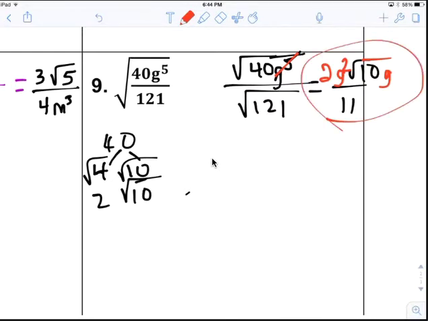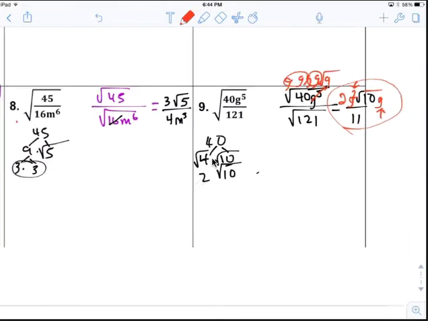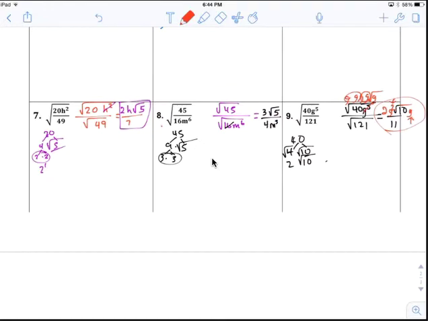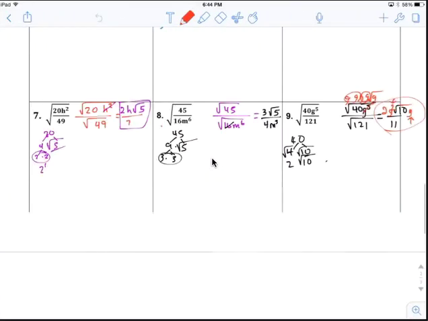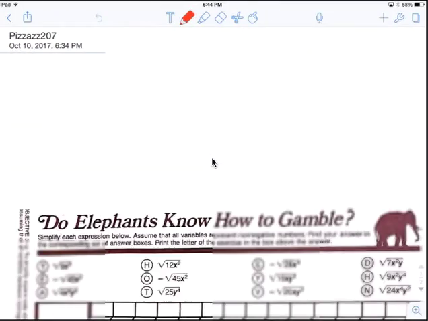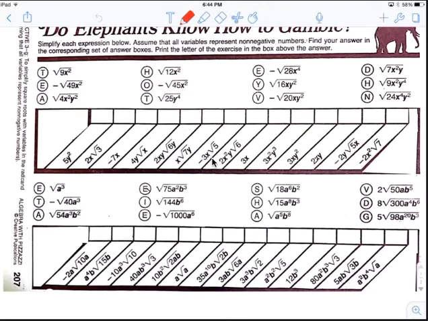Okay, if you want to see it, the g, there's 1, 2, 3, 4, 5. 2 groups for the squared, 1g left for this g right here. And that's your answer. Okay, and the other one is your worksheet. Not this one, sorry, this worksheet. Right here.